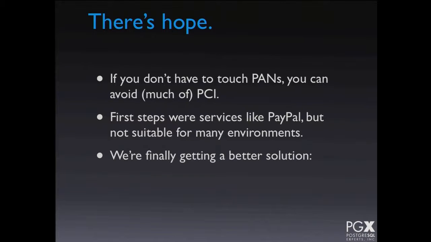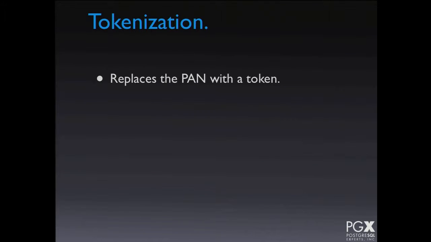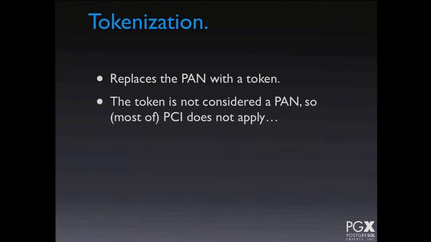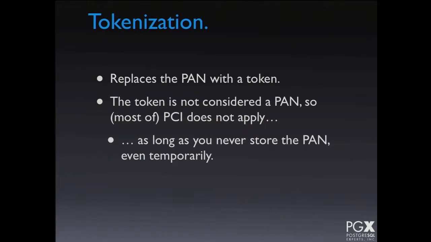So we're finally getting a better solution, and it only took like 20 years, which is tokenization. Tokenization replaces the PAN with a token. The system runs a service where you hand it the PAN and it hands you back a token, which is not the primary account number, and it's locked to your merchant account. So the token isn't considered a PAN, so most of PCI doesn't apply. As long as you never store the PAN, even temporarily. As long as you never ever touch that primary account number, like in your website, in the JavaScript, you hand it the PAN and get back a token, you're fine.